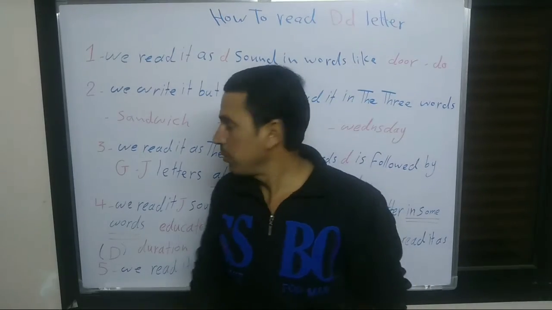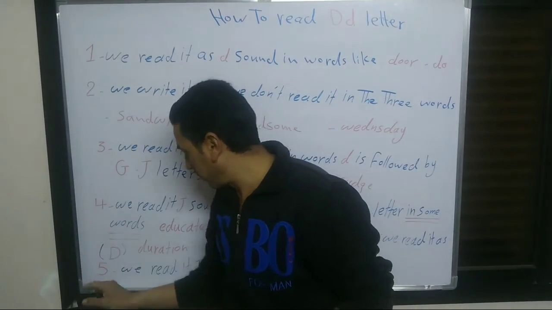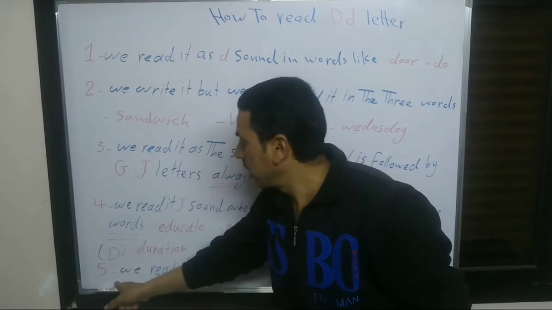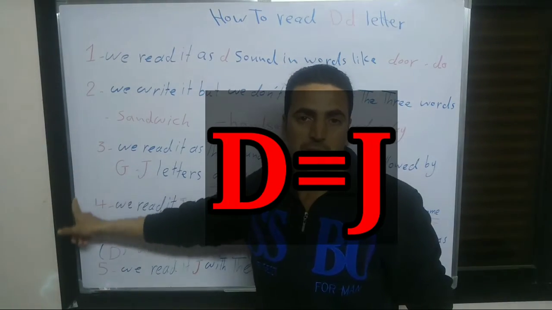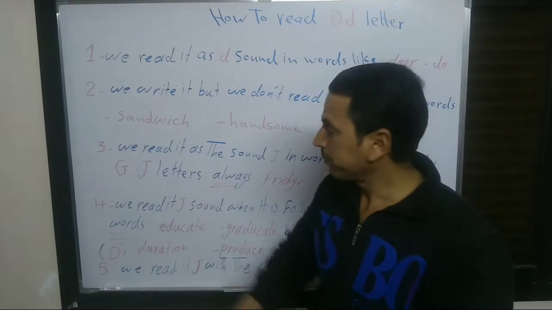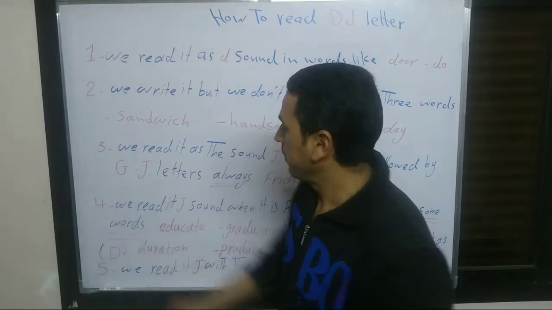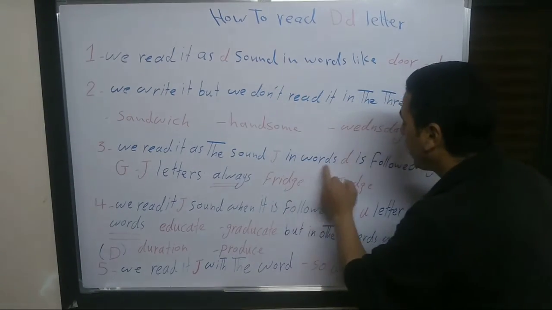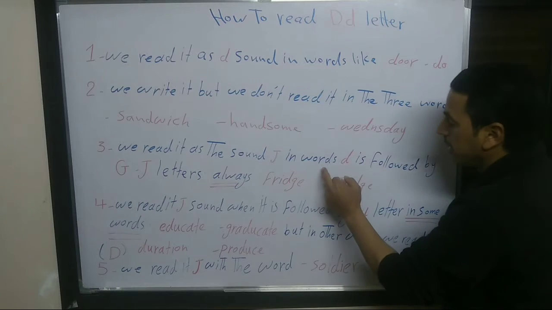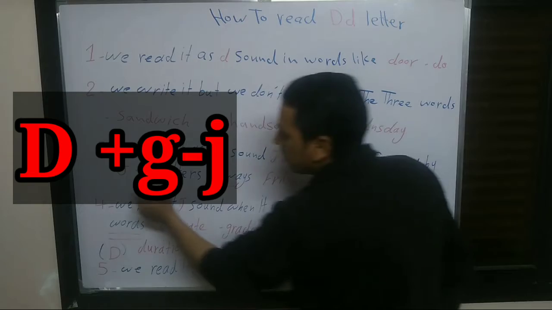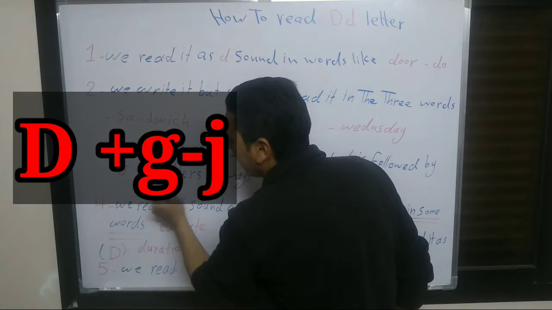The third rule, and the fourth and fifth, these last 3 rules, we pronounce D as J. So let's have a look at them. Rule 3 says we read it as the sound J in words where D is followed by G or J letters.